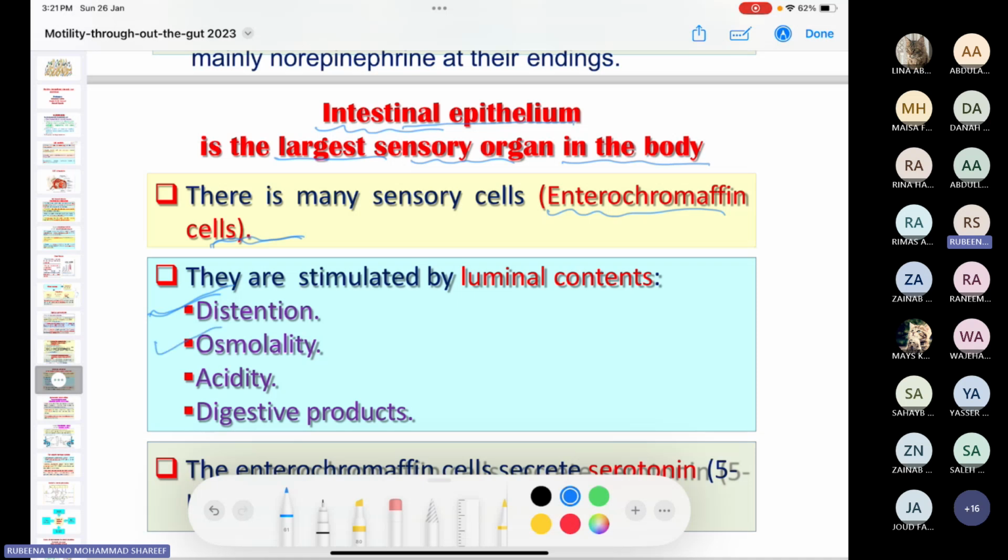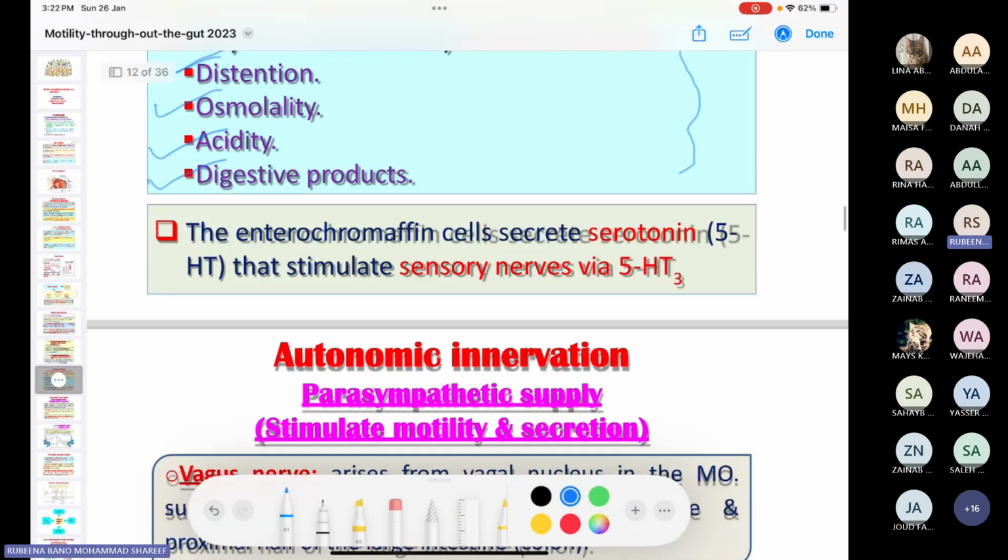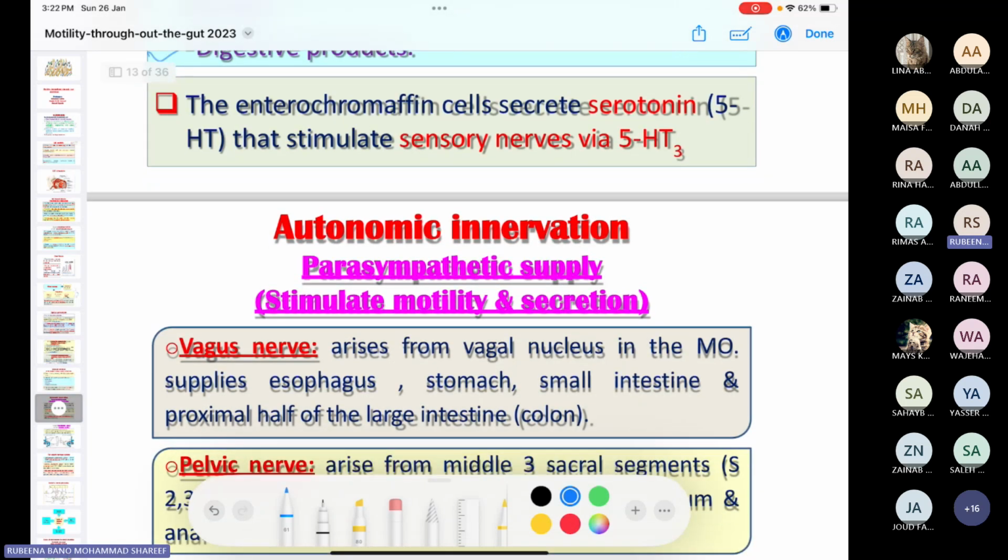Okay, there are various motility for small intestine and large intestine, so it will all get started. Also the osmolality, if there is change in osmolality or acidity or the digestive products, they all will stimulate. Okay, these enterochromaffin cells secrete serotonin, which is called 5-hydroxytryptamine, right? That stimulates the sensory nerves by 5-hydroxytryptamine receptors, which is also called 5-HT3, right?